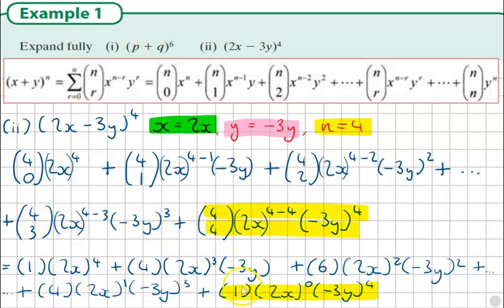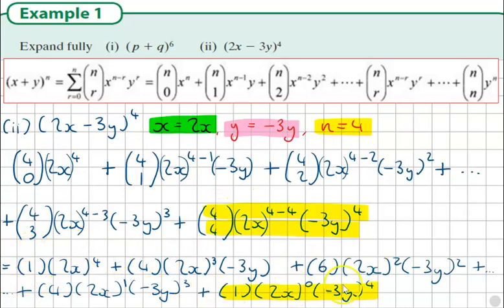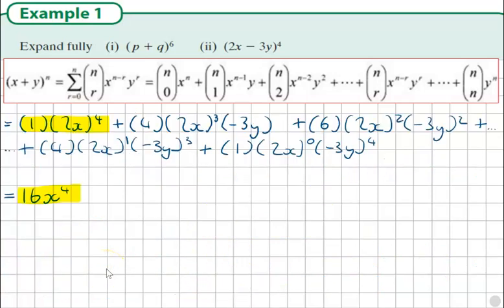And finally 4 choose 4 is 1. (2x) to the power of 4 minus 4 is (2x) to the power of 0, which will ultimately give us 1 because anything to the power of 0 is 1. And then we have (minus 3y) to the power of 4. We just bring that down. So I've just moved everything from the previous step. Everything at the bottom here, I've just moved up because I was running out of space.